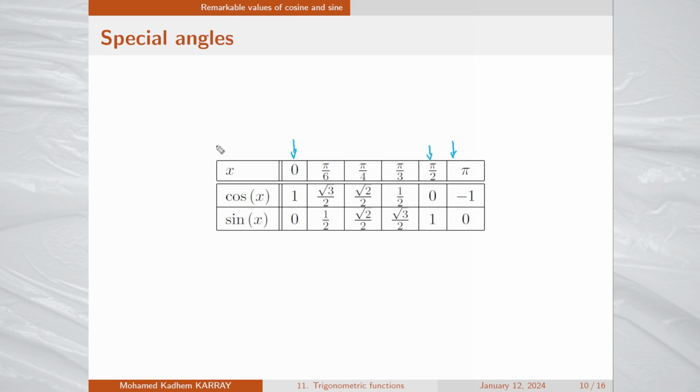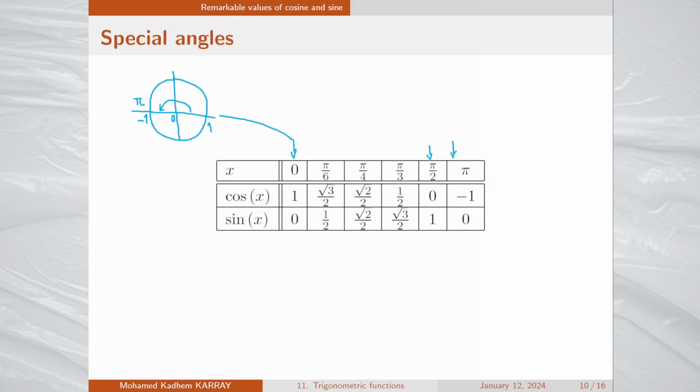So this may be shown easily on the trigonometric circle. I try to draw it correctly. Okay, so for the 0 angle here, you see that the cosine equals 1 and the sine equals 0. For pi, you see that the cosine equals minus 1 and the sine equals 0. So this is the angle pi.